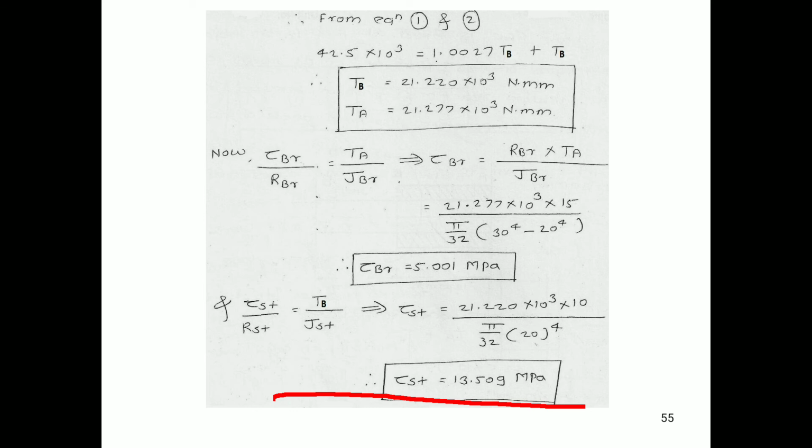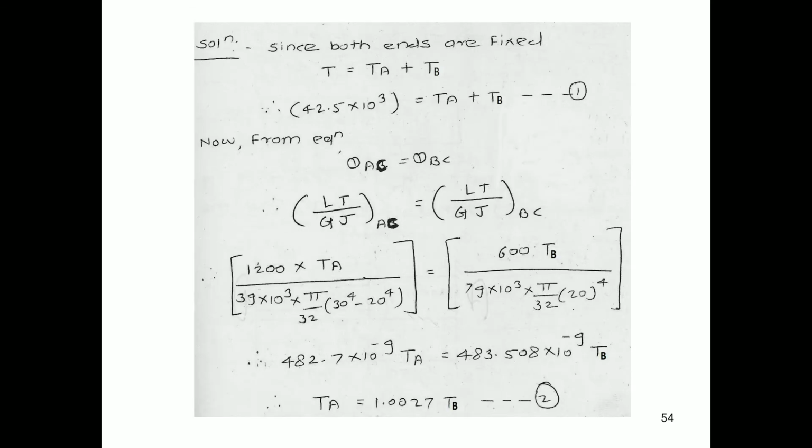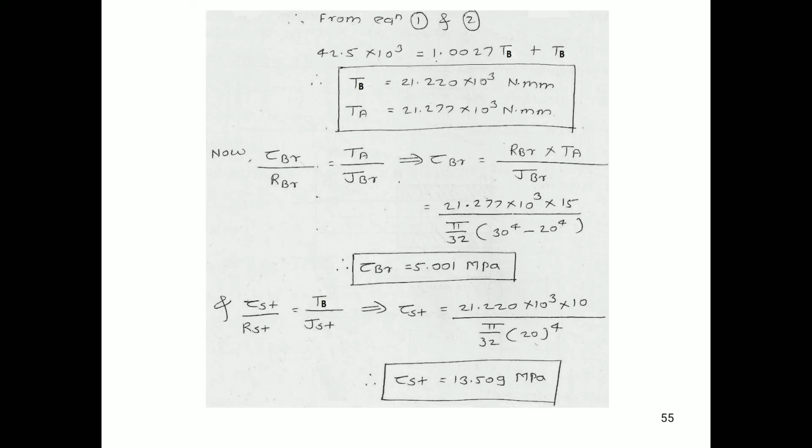So in this manner, for the indeterminate shaft, by using two conditions, we have found the reactions, that is TA and TB, and we have also found the values of shear stresses developed in both the shafts. Now we will move to the next numerical.